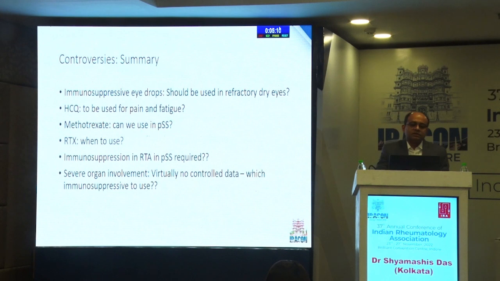So to summarize the controversies: should we use immunosuppressive eye drops in refractory or severe dry eye? Hydroxychloroquine: can we use it for sicca, pain and fatigue, because RCTs fail to show any improvement objectively? Methotrexate: can we use it for sicca and joint pain, because no controlled studies are available? Rituximab: when shall we use rituximab in Sjogren's patients, because two RCTs failed to show any objective improvement? Shall we do immunosuppression in RTA patients? And in severe organ involvement, which immunosuppressive is the best in which situation? Those remain the domains of controversy, and the consensus part will be dealt with by Dr. Arun Rajan.